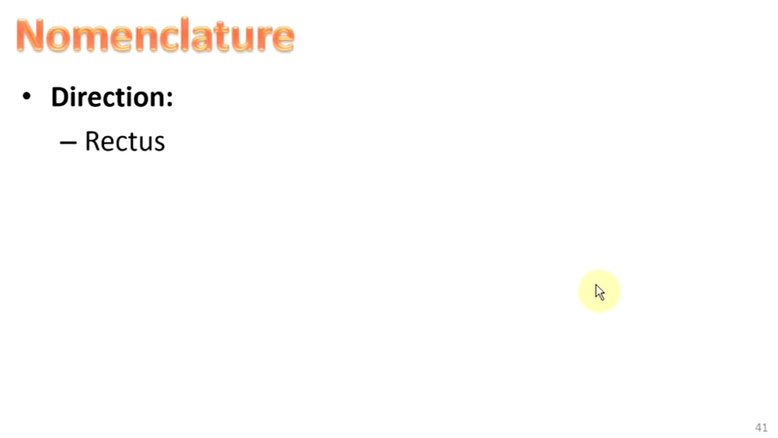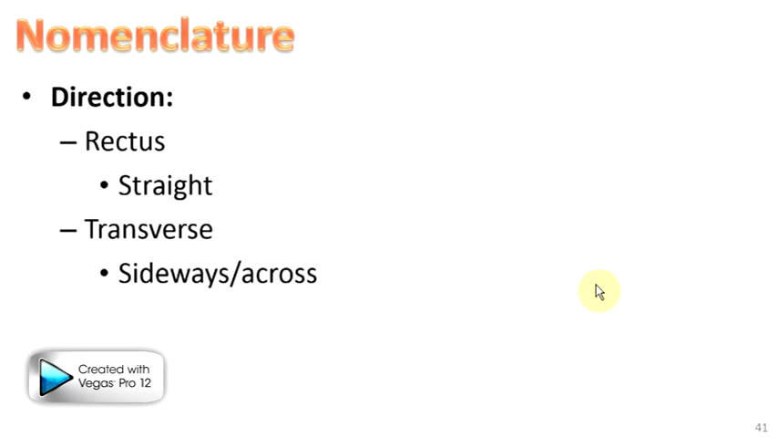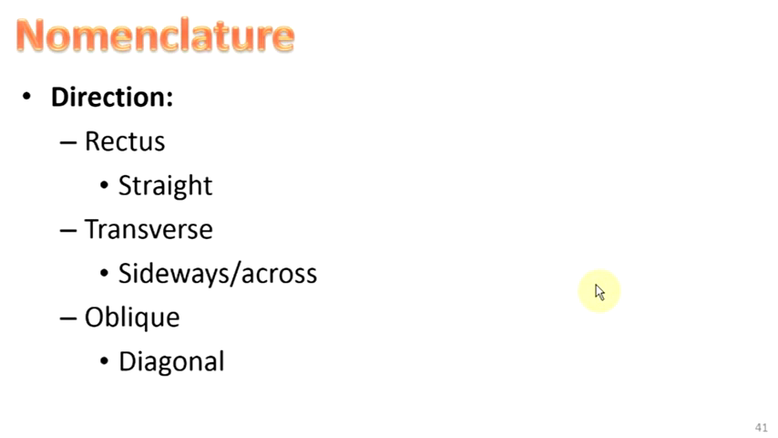We might name them based on the direction or sort of the orientation. So rectus means straight. So we'll talk about rectus abdominis and the rectus femoris. Those run straight up and down along the axis of your torso or along the axis of your lower extremity. If they are transverse, like transversus abdominis, they run sideways or across. So they run not parallel to the axis of your body, but the opposite, or perpendicular. Oblique means diagonal, so we'll talk about some of the abdominal muscles.